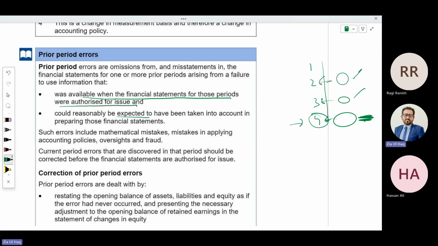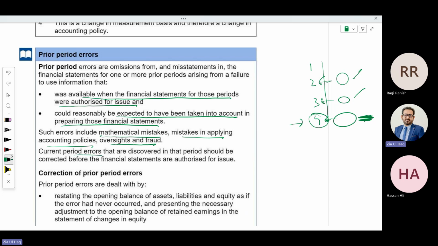Could reasonably be expected to have been taken into account in preparing those financial statements. Such errors include mathematical mistakes, mistakes in applying accounting policies, oversight and fraud. Could be fraudulent by the accountant.